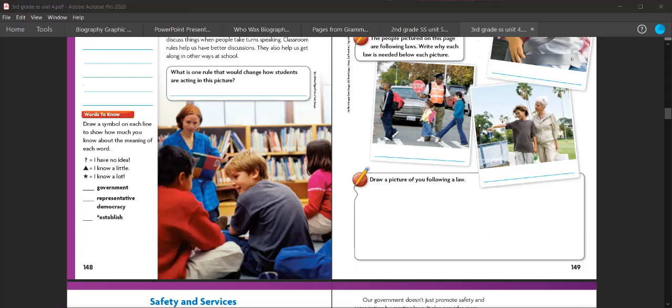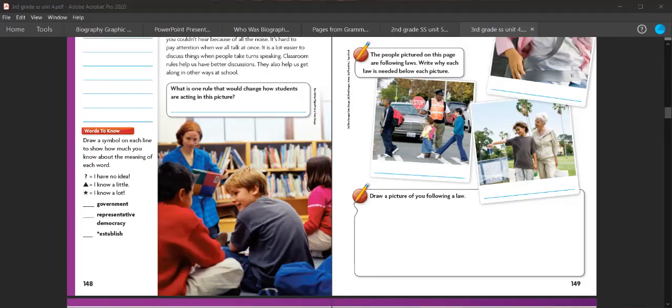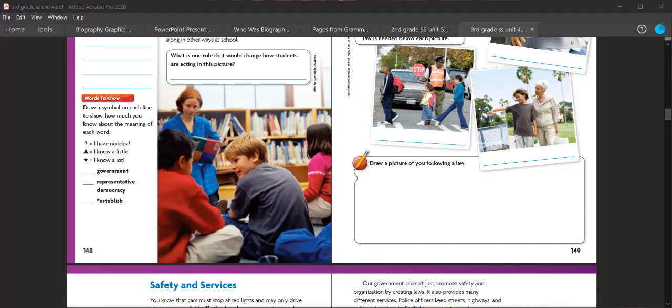In the bottom box, it says draw a picture of you following a law. Draw a picture of you following a law and write a small caption next to or under your picture that tells me which law you're following there. You can pause the video while you complete this, and then we're going to go into the next section.